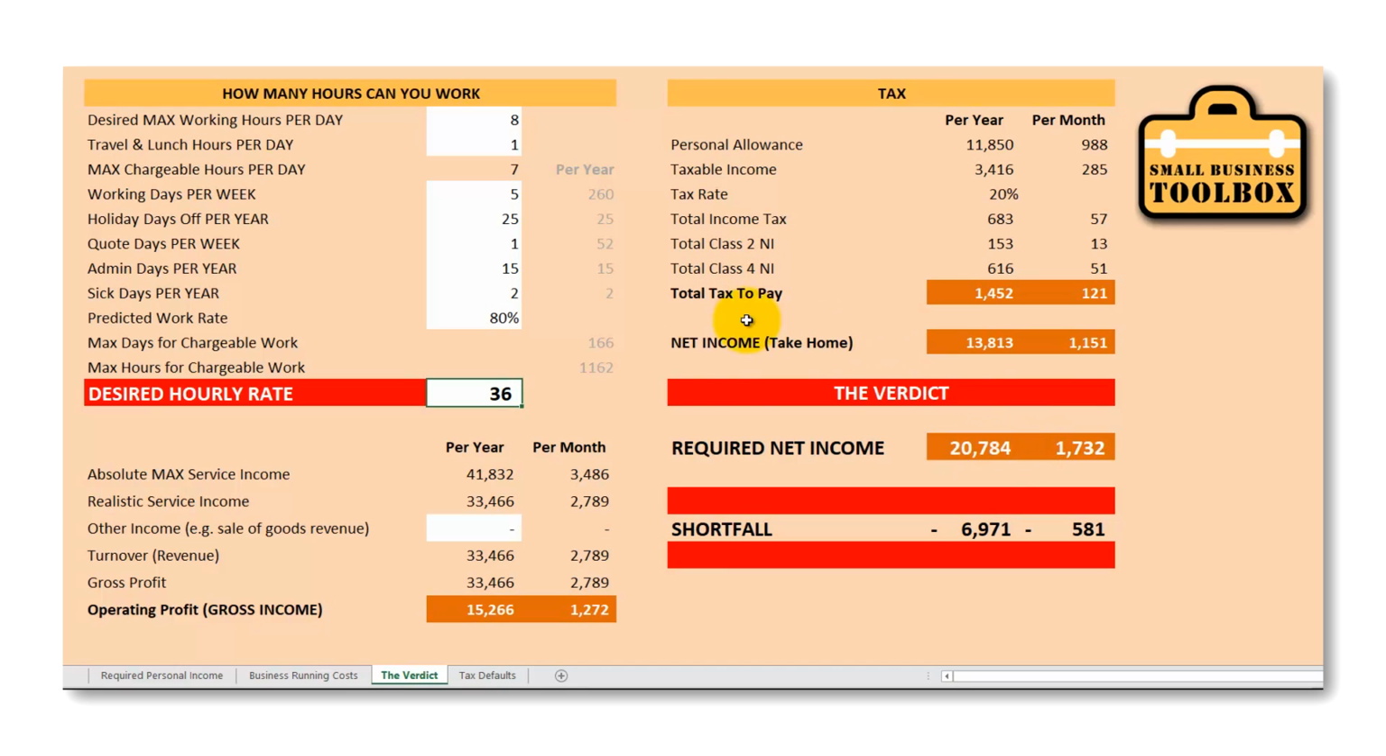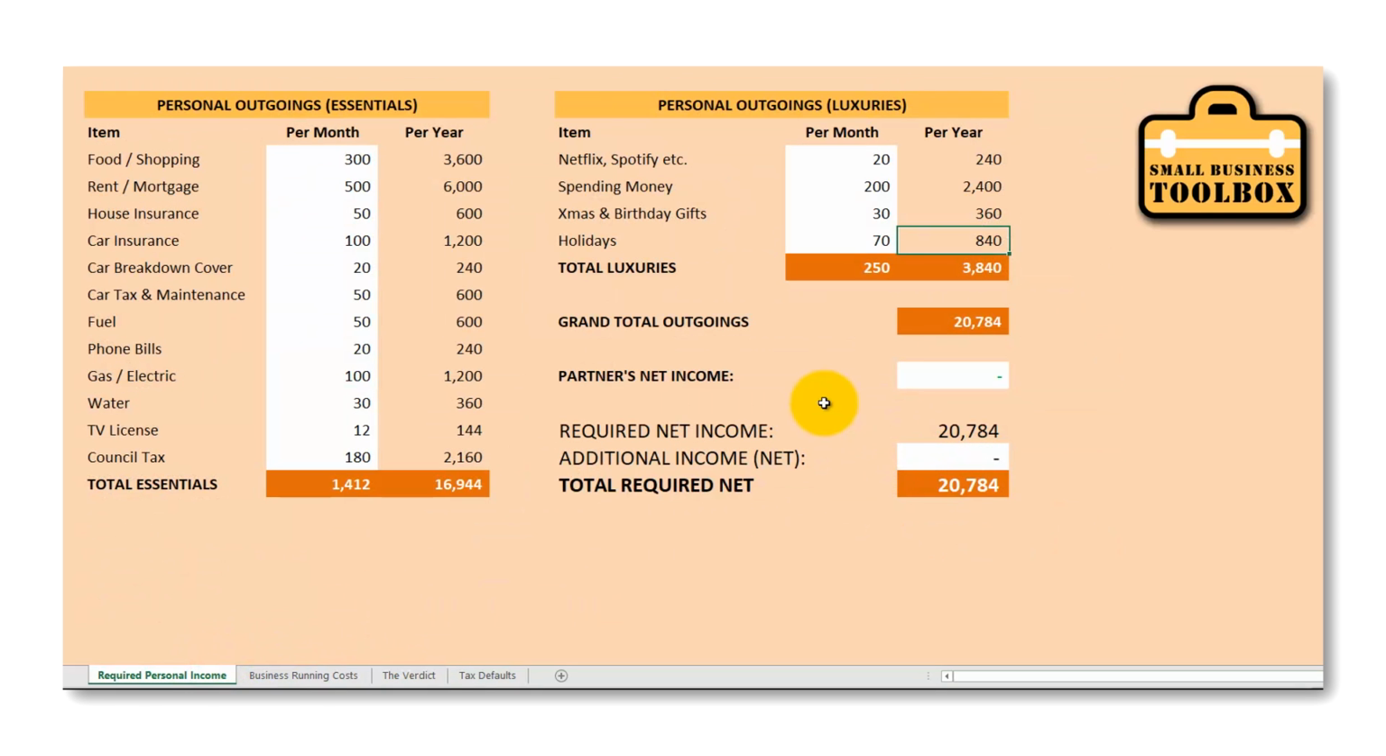Uh-oh. Right, we're short again. Well short. £40 an hour. £50 an hour. £47 an hour will just about make you enough money to live and keep a workshop running and leave you £290 a year leftover money to maybe pop into savings or something like that. It's not a lot. On the plus side, let's assume that you have a partner.